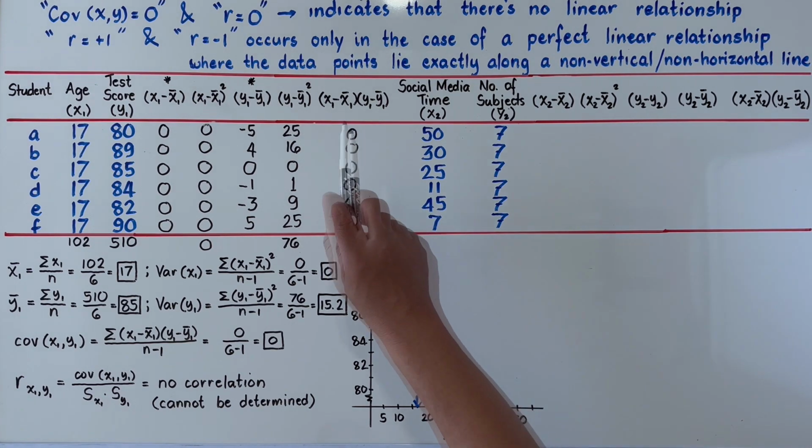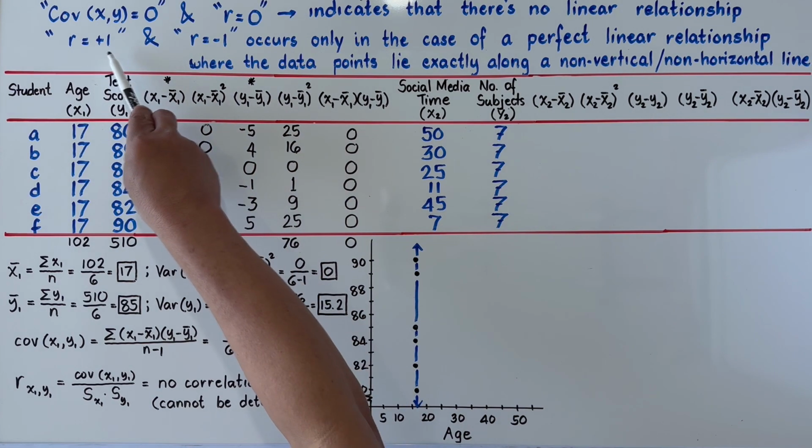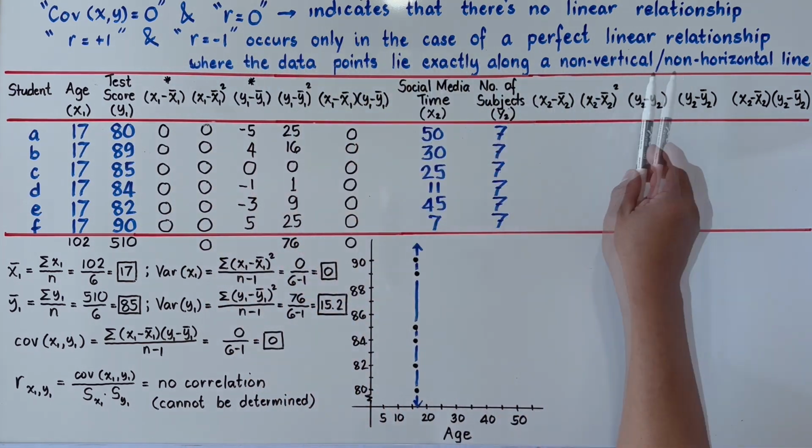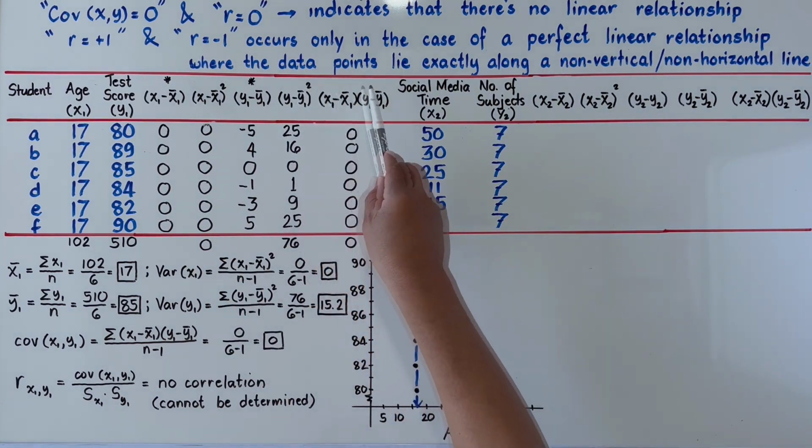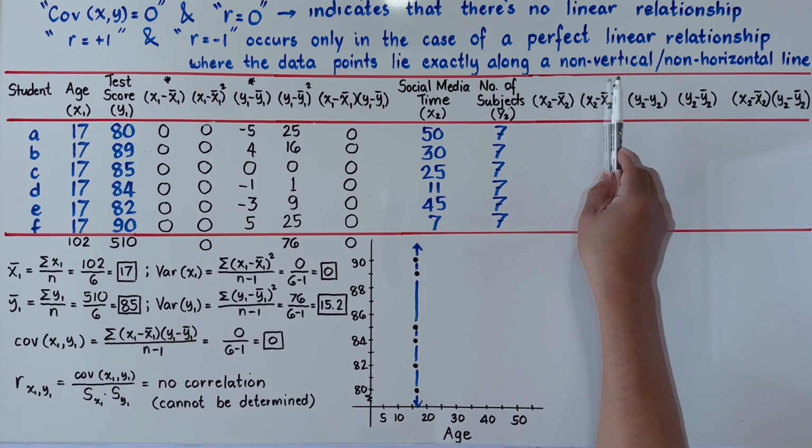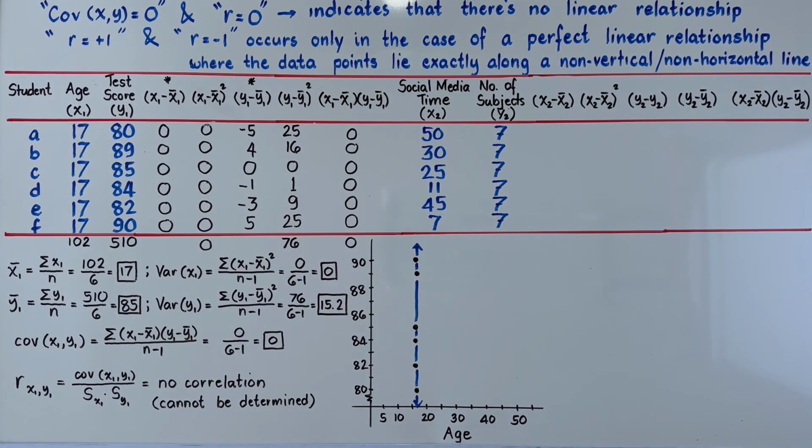So it's not true that when your data points fall on a straight line, you have a perfect relationship. That's why in my definition, positive 1 or negative 1 occurs only when the data points lie exactly along a non-vertical and non-horizontal line. So in this case, all the data points fall on a single line, but there is no perfect linear relationship, and there's not even a small relationship.